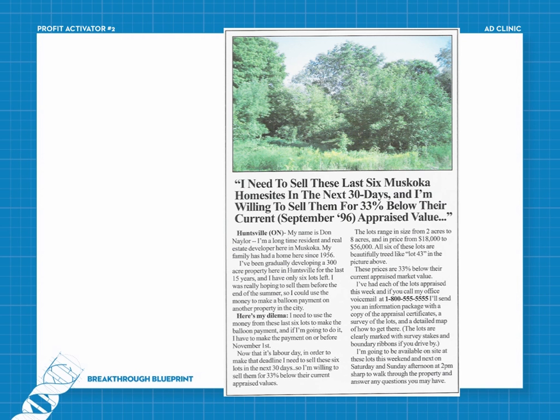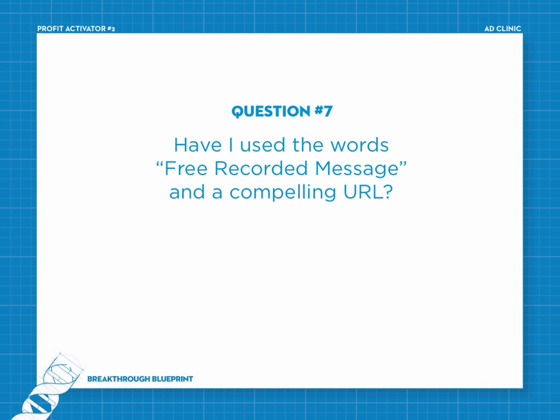So, after he had unsuccessfully tried to sell them with big ads that looked like ads all summer long, with big starbursts that said blowout sale, 33% off, all that kind of stuff, which, until you say relative to what, we said the important thing was knowing that it was the September 1996 appraised value. That made it current. That gave you a reality of what you were using as the benchmark there. So then question number 7 is, have I used the words free recorded message and a compelling URL?